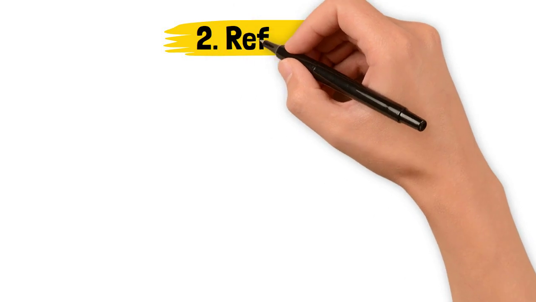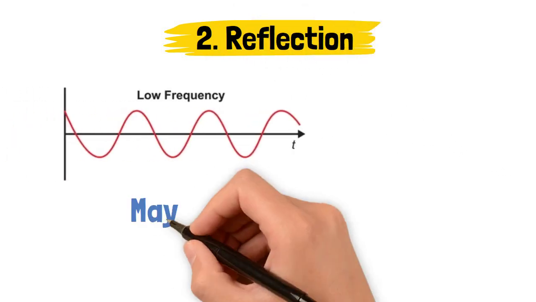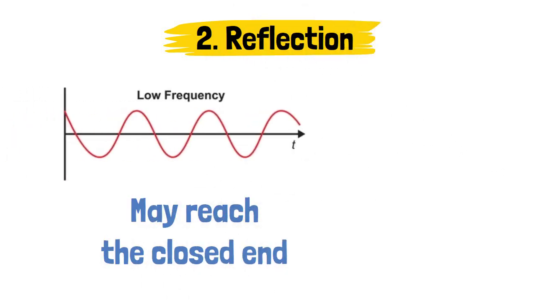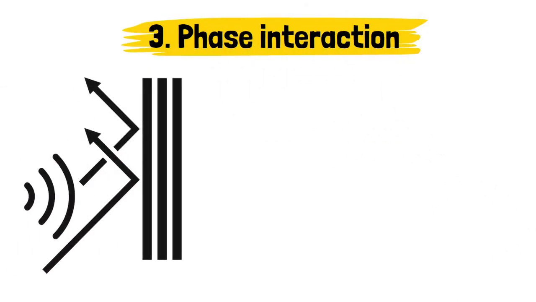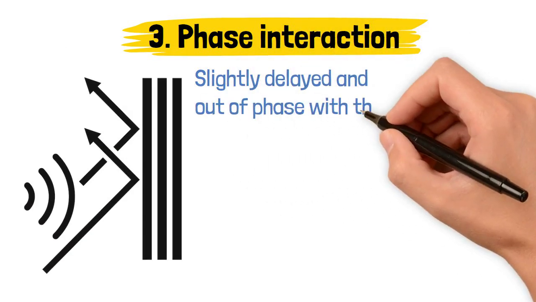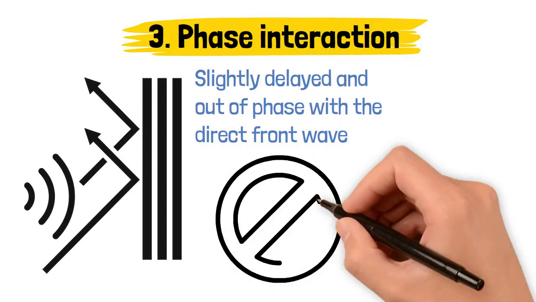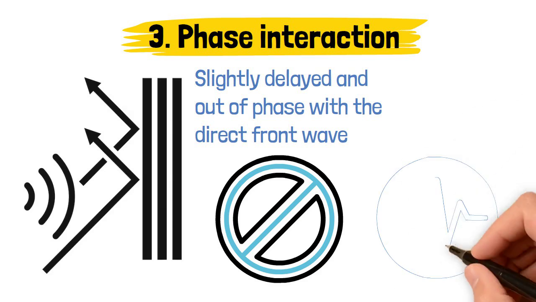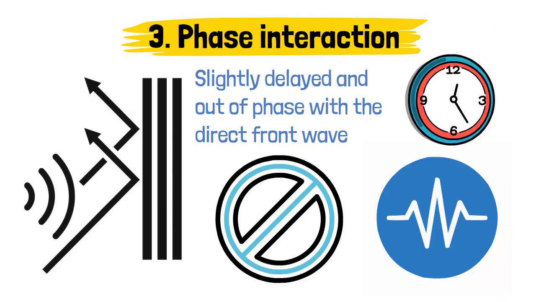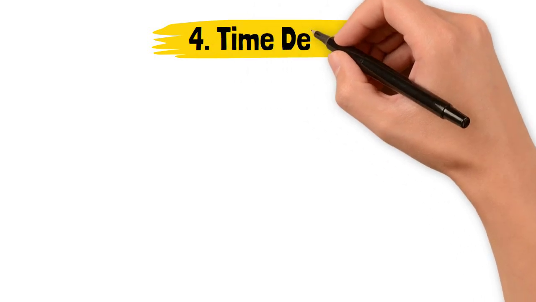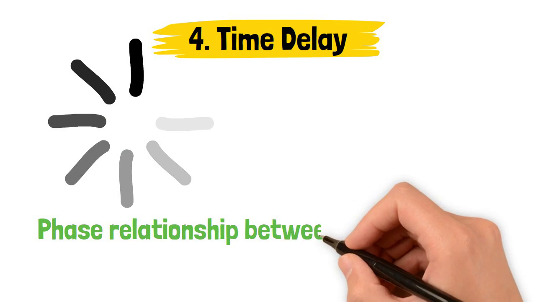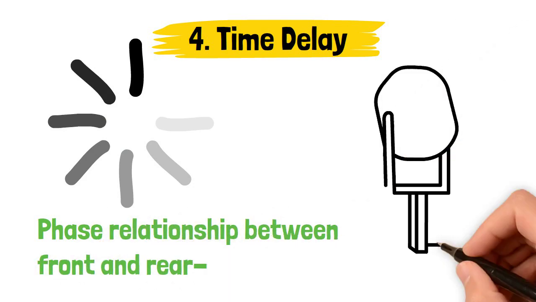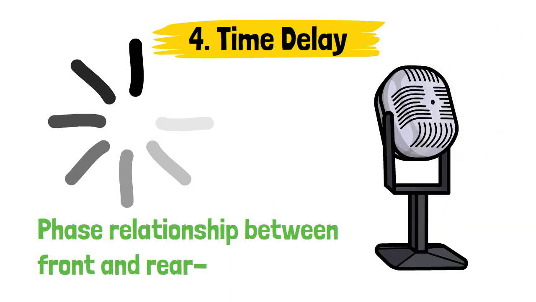2. Reflection. Low-frequency waves may reach the closed end and reflect back toward the ribbon. 3. Phase interaction. The reflected wave reemerges slightly delayed and out of phase with the direct front wave, contributing to cancellation or reinforcement, depending on frequency and time alignment. 4. Time delay. This delay affects the phase relationship between front and rear arriving signals, shaping the mic's polar pattern.